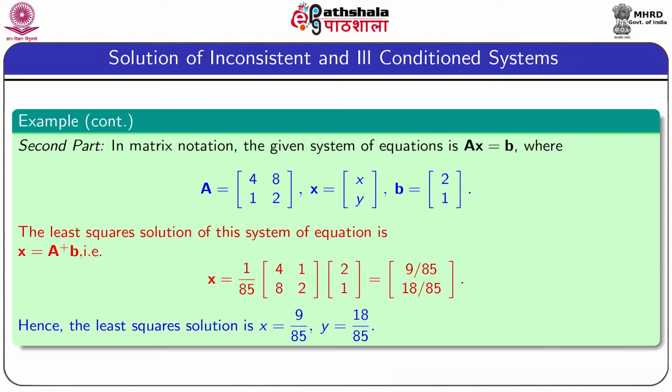The solution of this system of equations, obviously, is the least square solution, which is x equal to A plus b, that is x equal to 1 by 85 times the matrix 4, 1, 8, 2 into the column vector 2, 1. After simplification it becomes a column vector whose first element is 9 by 85, second element is 18 by 85. Therefore, the solution of the given system of equations is x equal to 9 by 85, y equal to 18 by 85. This is called the least square solution because the given system of equations is inconsistent.